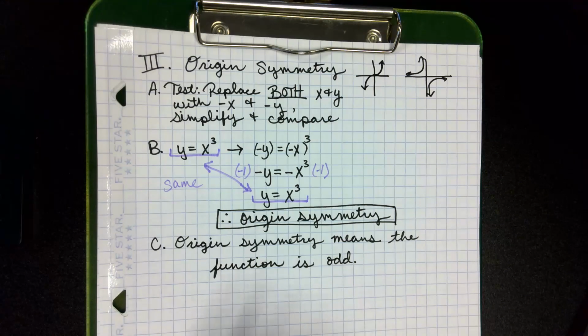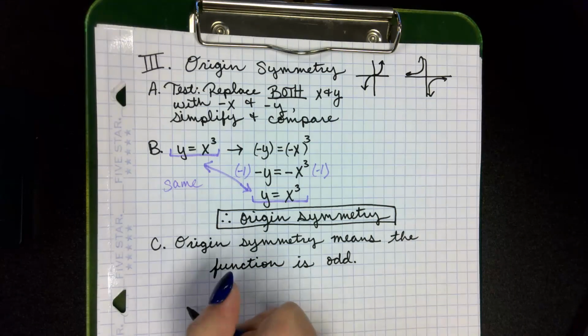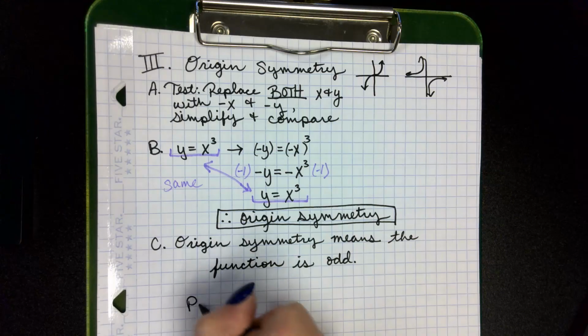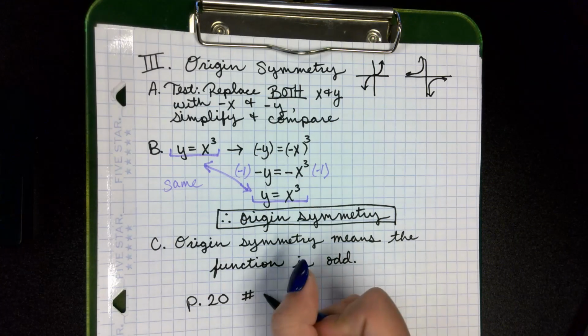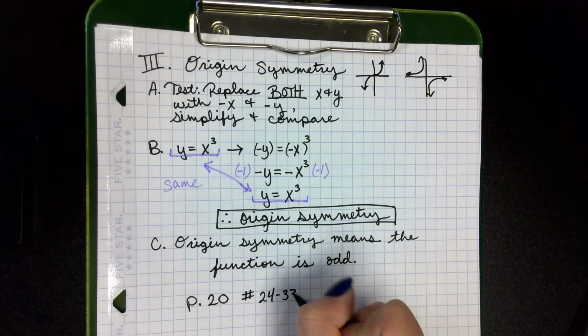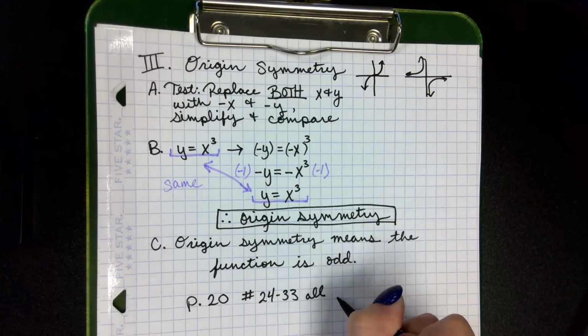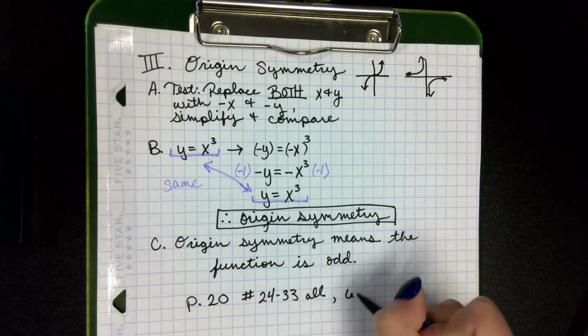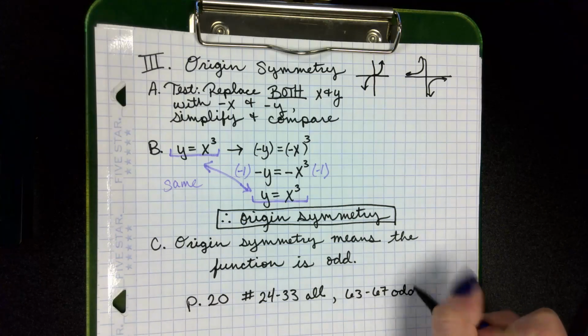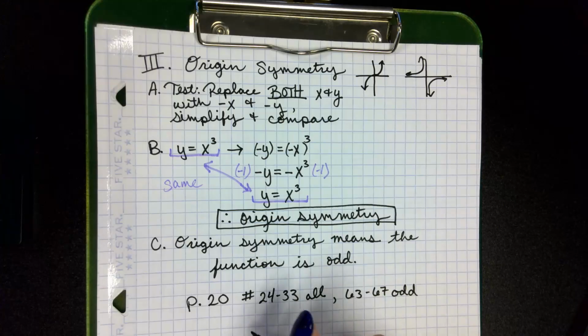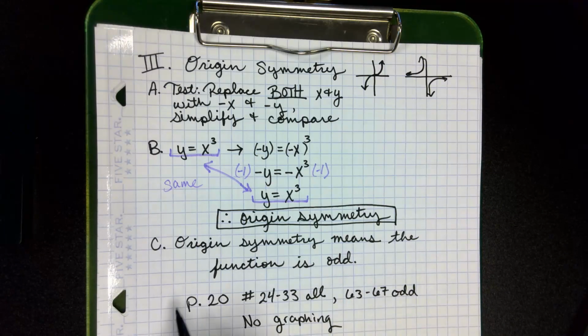Okay, so your assignment is page 20. Numbers 24 to 33, all of them, and then 63 to 67, odds only. You do not have to do the graphing, so no graphing. You may graph if you want to, it's just not required. So that's your assignment to go with these notes.